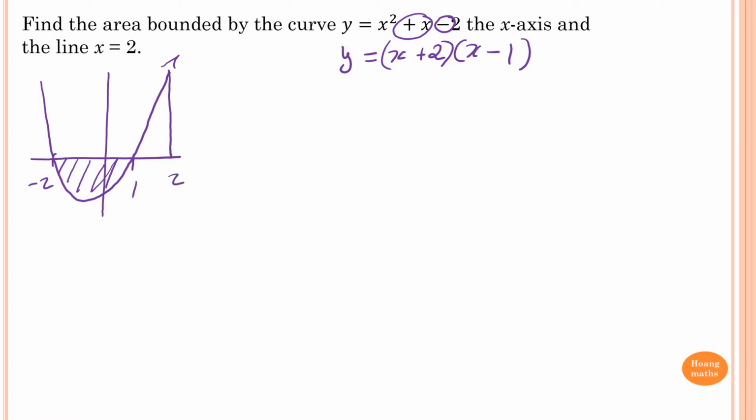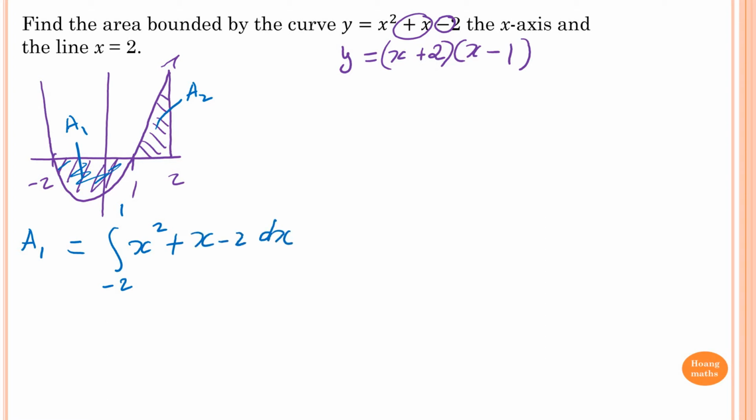So therefore, we need to find all this area. So we can name this area 1 and this is area 2. So first of all, we know that area 1 is negative. Okay, so don't forget, underneath the x-axis, so therefore area is negative. So A1 is equal to the integration between -2 to 1 of x squared plus x minus 2 dx.